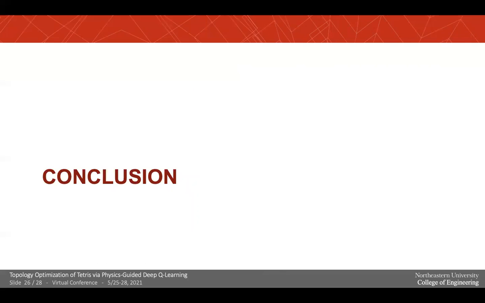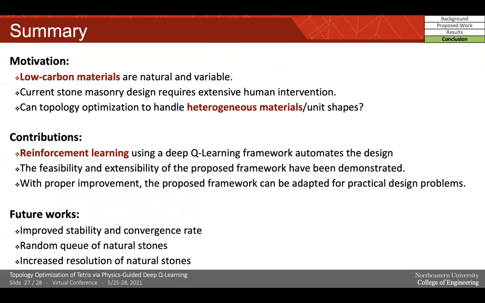In the next slide, I will summarize today's presentation. For a sustainable construction ecosystem, stone masonry can be an attractive option, as natural stones are a low carbon material with low embodied energy. However, the variability of natural stones makes it difficult for current topology optimization to provide an effective design. To address the issue, a DeepQ learning framework, a type of reinforcement learning framework, is developed inspired by Tetris AI, and its feasibility and extensibility are demonstrated.